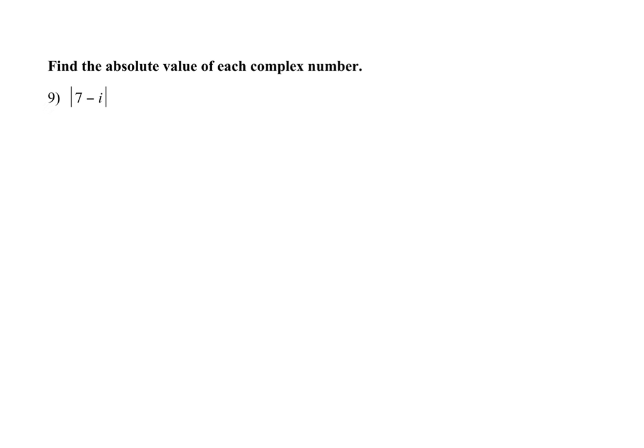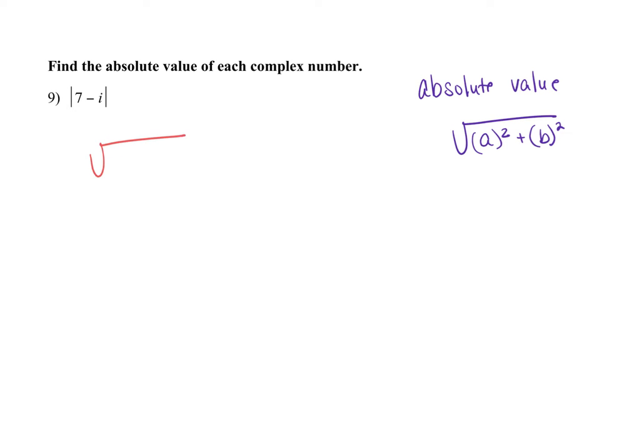Absolute value is the distance away from the origin. You have a real movement and an imaginary movement. The real movement is the first number. The imaginary movement is the coefficient of the i. And so the formula for this, to find the absolute value of an imaginary number, you're going to say that is the square root of the real part squared plus the imaginary part squared. So for this one, my real portion is 7.